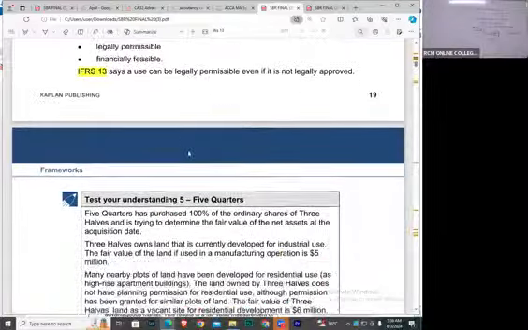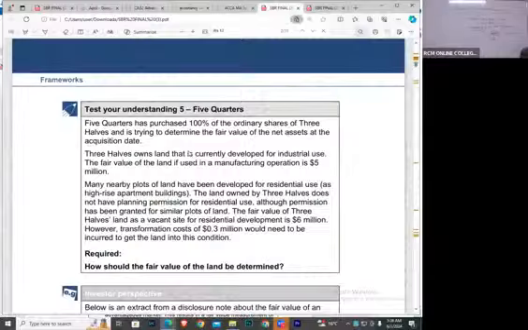We come here, test your understanding 5, the last concept that you're doing here. 5 Quarters has purchased 100% of the ordinary shares of 3 Halves and is trying to determine the fair value of the net assets at the acquisition date. 3 Halves owns land that is currently developed for industrial use. The fair value of the land, if used in a manufacturing operation, is 5 million.